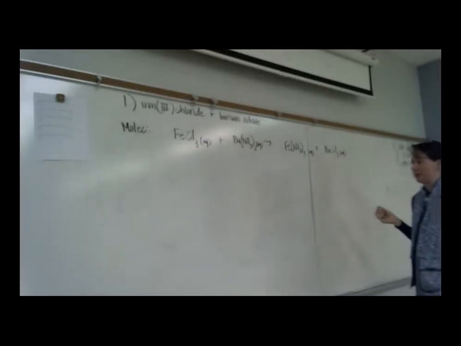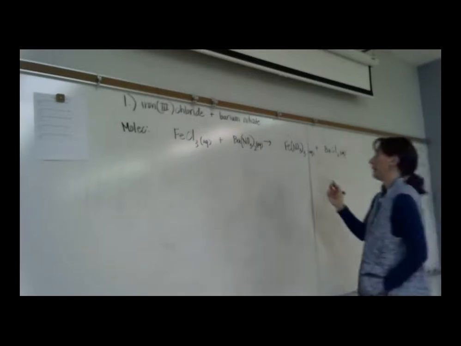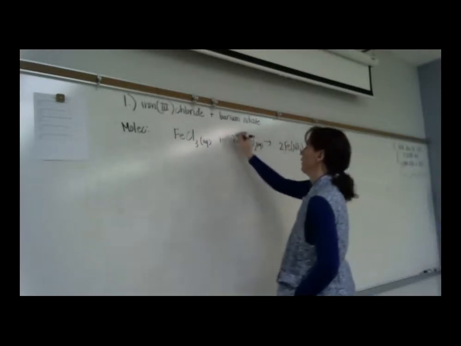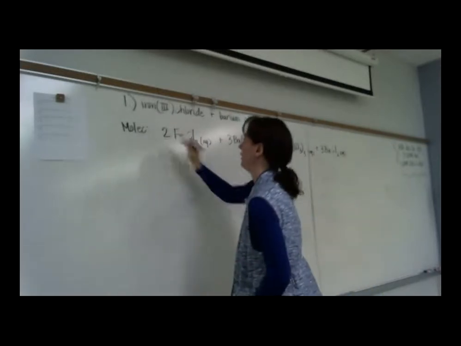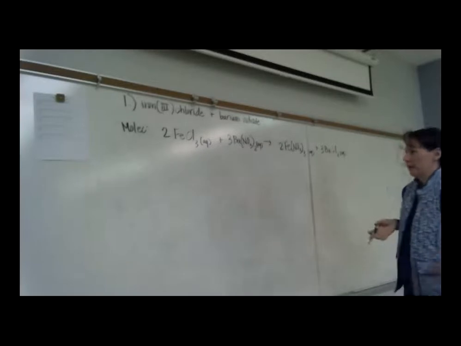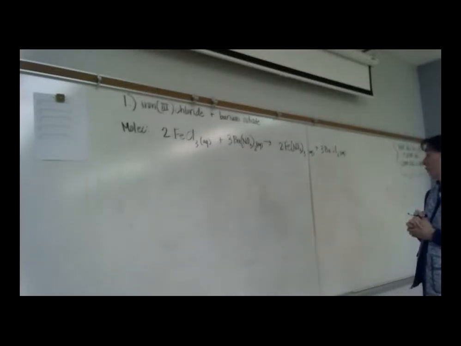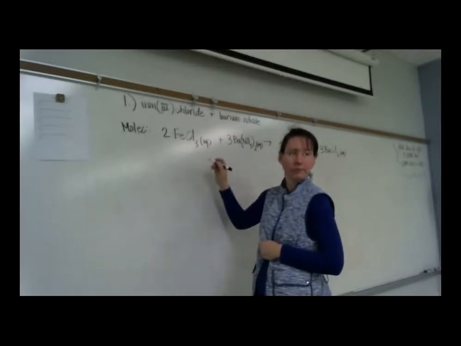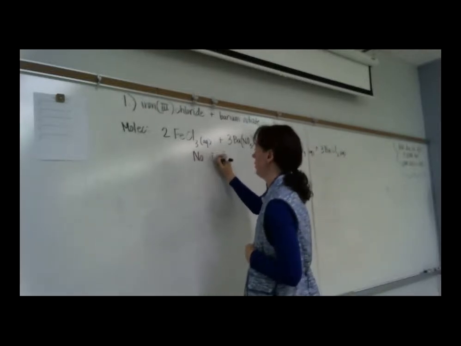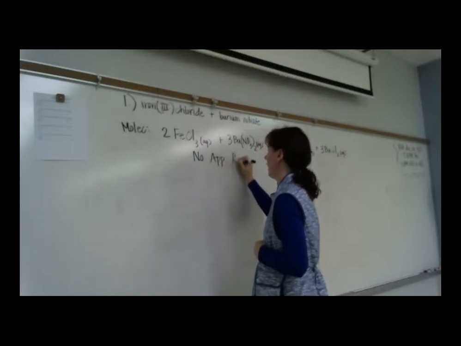All right, now we just need to balance this. I need a 2 here, and a 3 here, and a 3 here, and a 2 here. Okay, so both my products are soluble. What do I do from here? Do I need to write a complete ionic? Is it even possible to write a net ionic? No. I stop and I say what? No apparent reaction, right?